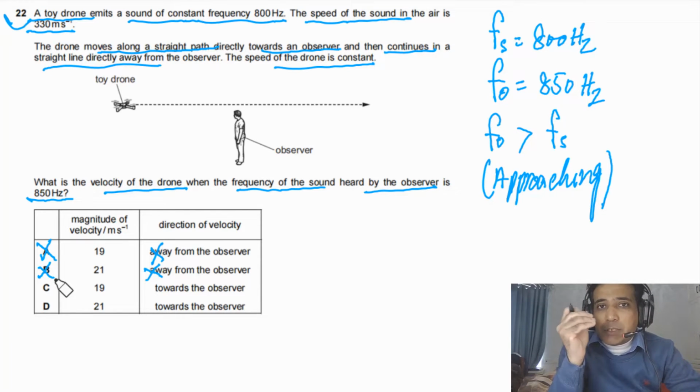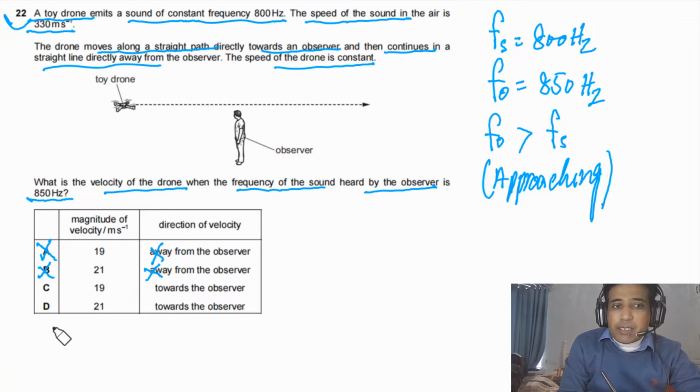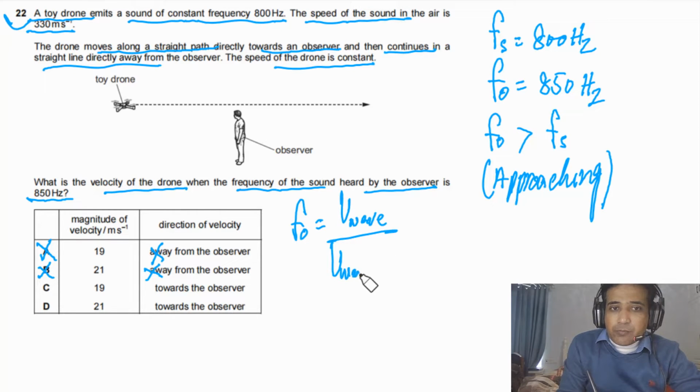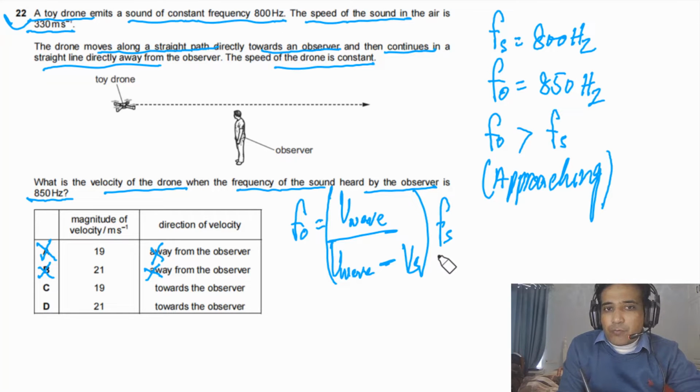So in the exam, quickly, if you look at these frequencies, you can find out the source is approaching. So you can quickly eliminate A and B. Now the answer can be C or D. Now simply we have to use the formula for an approaching source. So we can write down the observed frequency. This will be equal to the speed of the wave over the speed of the wave minus the speed of the source, multiplied by the frequency of the source.